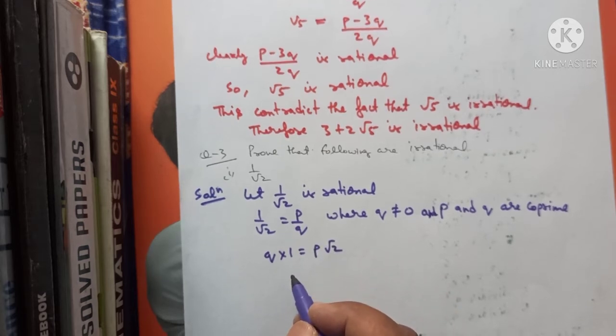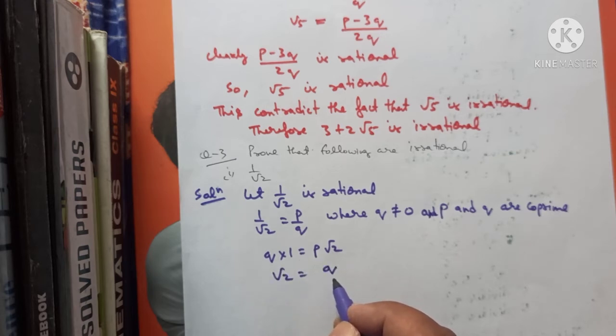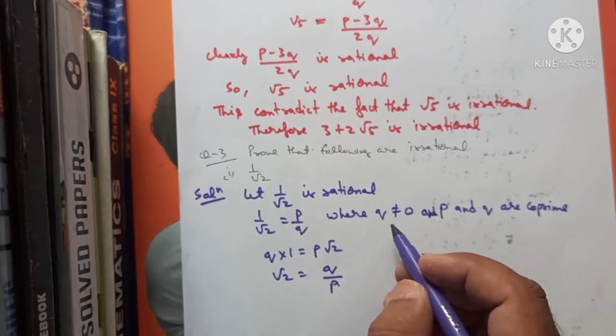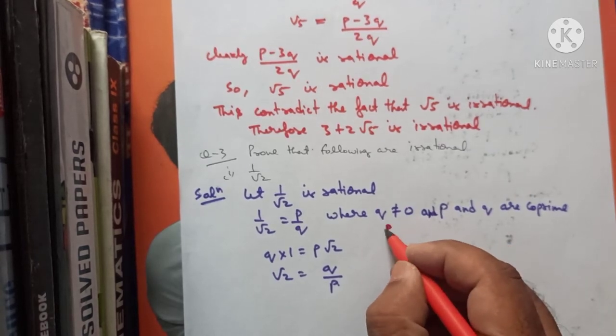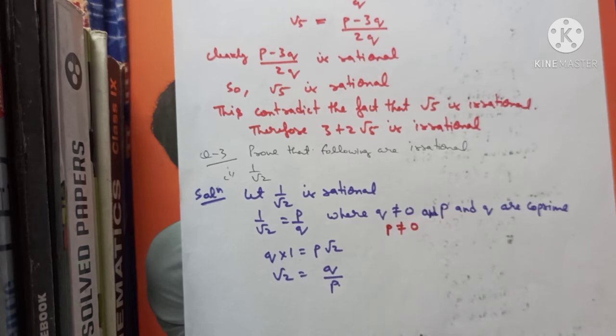So we can say that root 2 is equal to Q upon P. Here, since the denominator is also P, we have to take one more assumption. This is very important. We have to take the assumption that P is also not equal to 0. Why? If we have not taken this assumption, then what will be the problem? Problem will be this, that if P is 0, suppose, then Q upon 0 will be not defined. So that's why we have to take this assumption also, that P is not equal to 0.